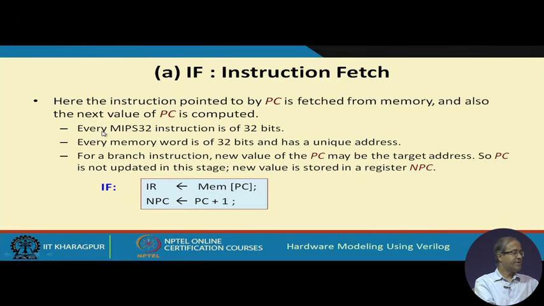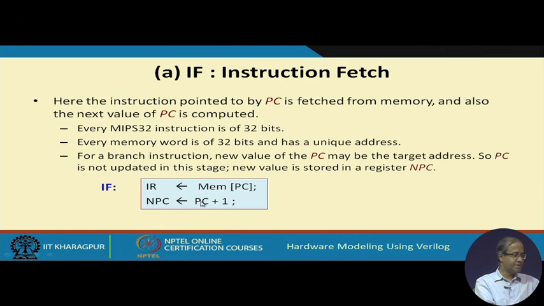And we are assuming, as we have mentioned earlier, that every instruction is 32 bits long. Also every memory word is 32 bits and has a unique address, so that after an instruction has been fetched, you will have to increase PC by 1 to point it to the next instruction. So, this is the instruction fetch: Mem of PC, this is memory, just like accessing an array. You are accessing memory whose address is in PC and you are storing into a register called IR. This IR stands for instruction register, okay?